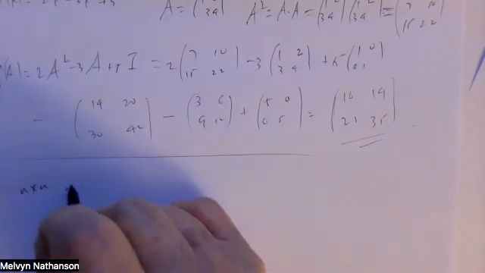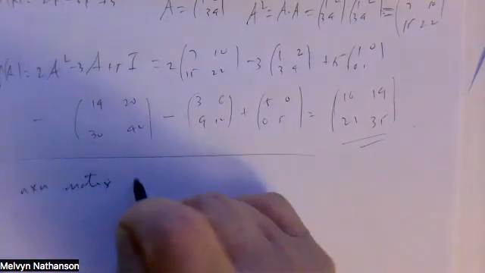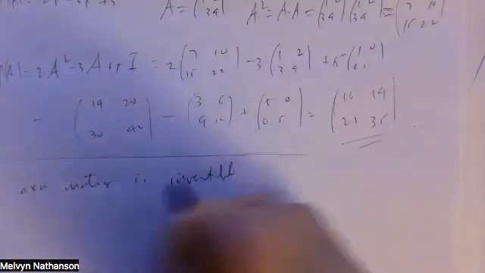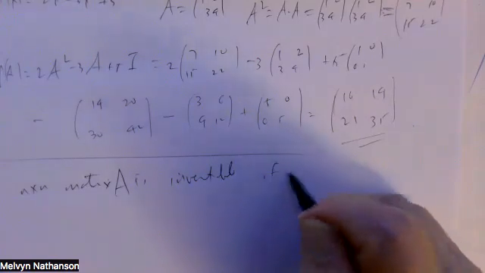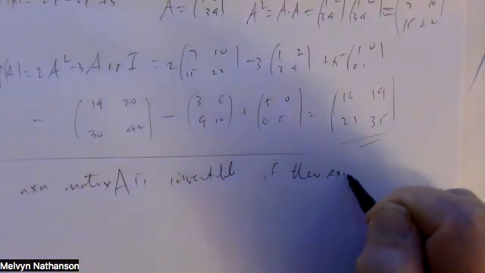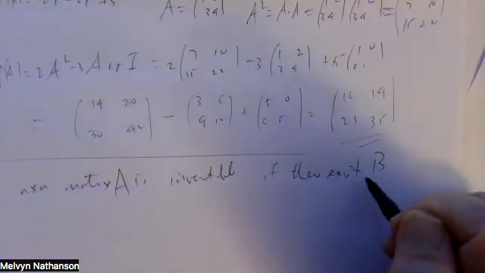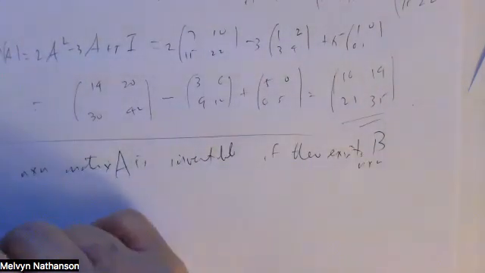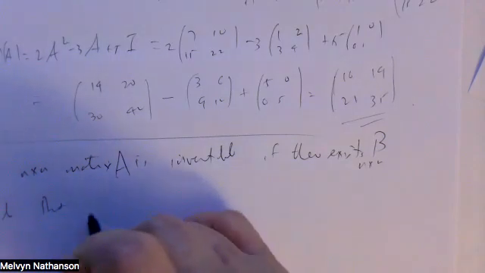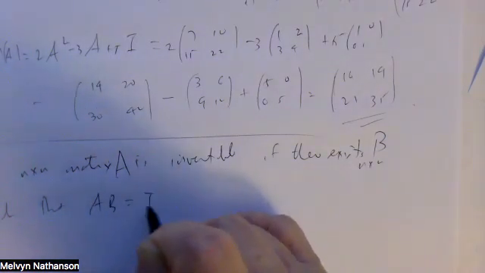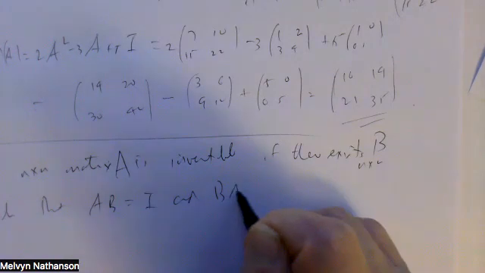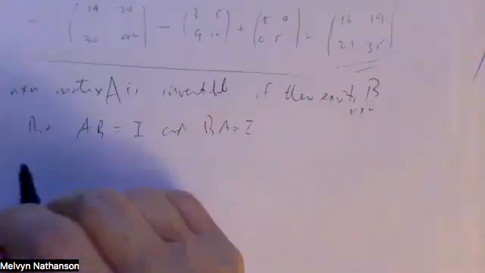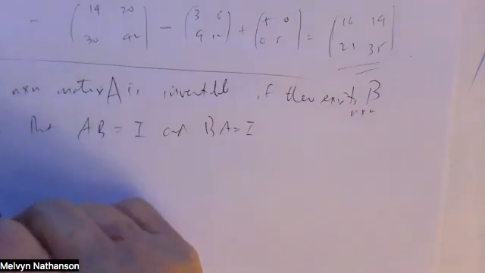Now, an n by n matrix A is said to be invertible if there exists an n by n matrix B such that AB is the identity and BA is the identity. Right? Let's find an example of an invertible matrix.